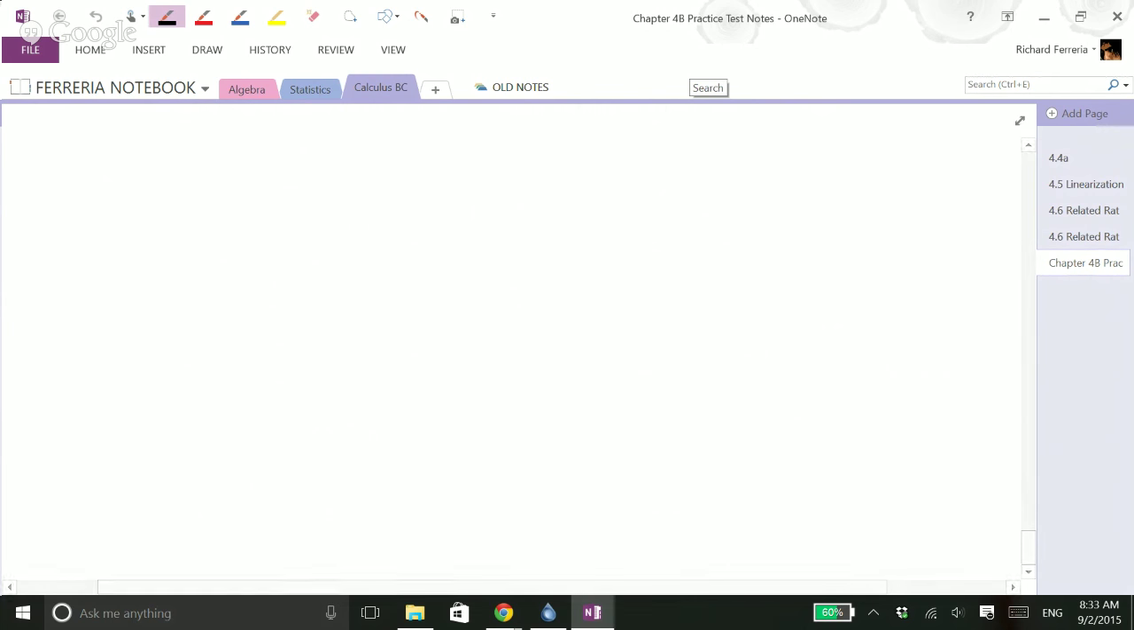Write a function for the volume of the liquid in the cone in terms of height. FR3. Okay, so let's get ourselves an ice cream cone. No, snow cone. Snow cone. Pretty good looking cone.